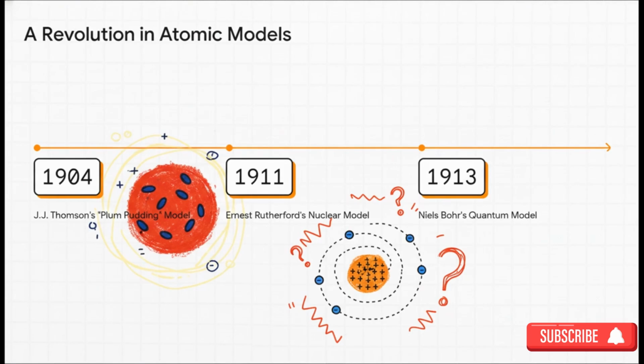In 1904, you have J.J. Thomson's plum pudding model. Basically, the idea that an atom was just this blob of positive goo with electrons dotted through it. Just 7 years later, in 1911, Ernest Rutherford completely flips that on its head with his nuclear model. Suddenly, we have a tiny, dense nucleus with electrons orbiting it, kind of like planets around the sun. And then, bam, 1913, Bohr's model arrives. But that planetary model from Rutherford, it had a massive, and I mean fatal, flaw.